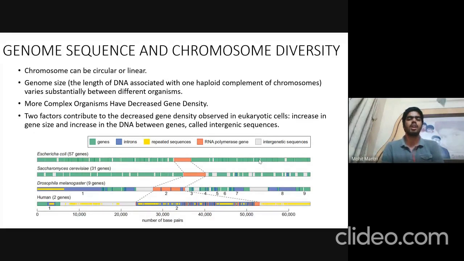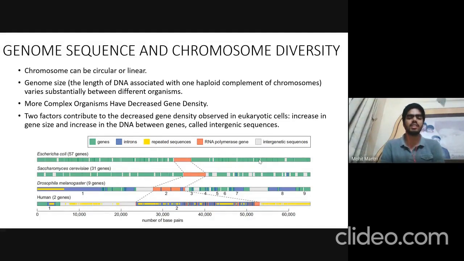For example, rice has almost 40 times smaller genome as compared to the wheat. So even though they have apparently similar complexity, the genome size varies a lot. And it is seen that more complex organisms have decreased gene density.